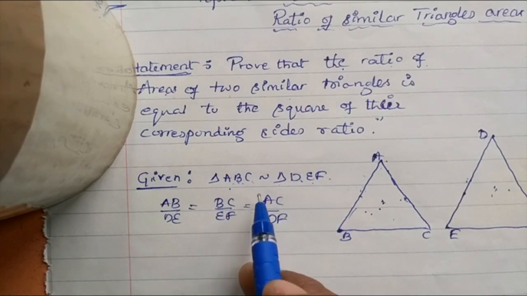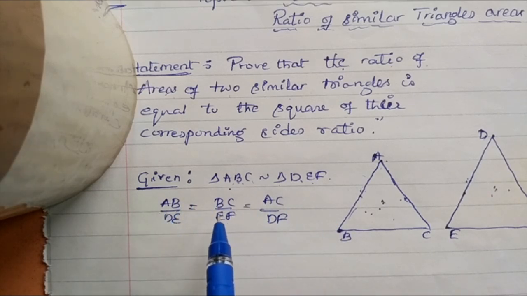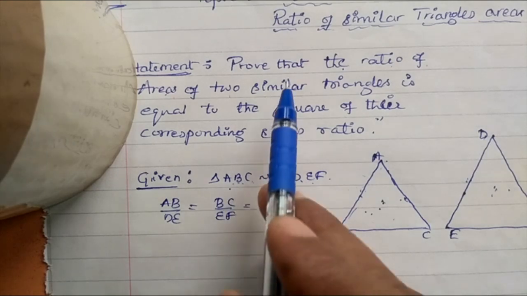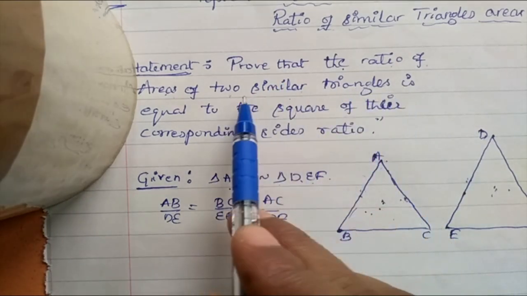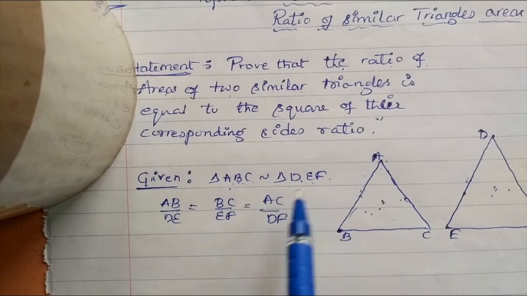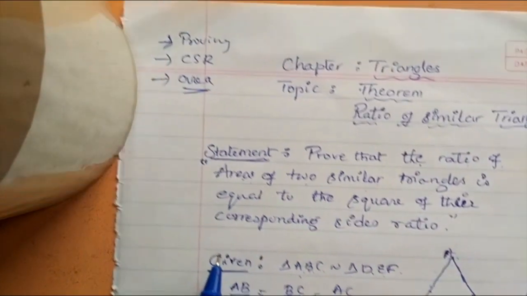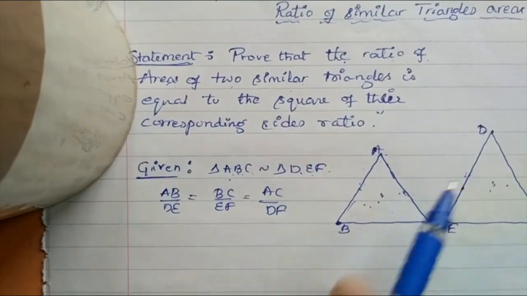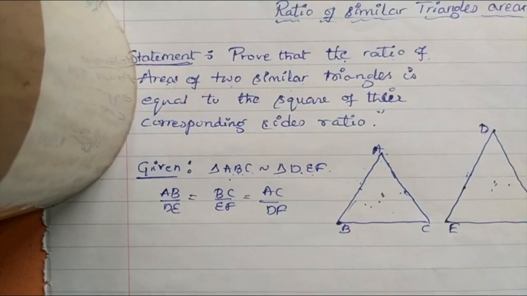So why did I write this before proving? Actually, this ratio should be written after the proving. Why did I write it before? Because the question already says the two triangles are similar. Look at the two similar triangles. Already the triangles are similar, given. Therefore, I can write, once the triangles are similar, we can go to the second level. That is, after the triangles are similar, we have to write the corresponding sides ratio. I wrote the corresponding sides ratio.